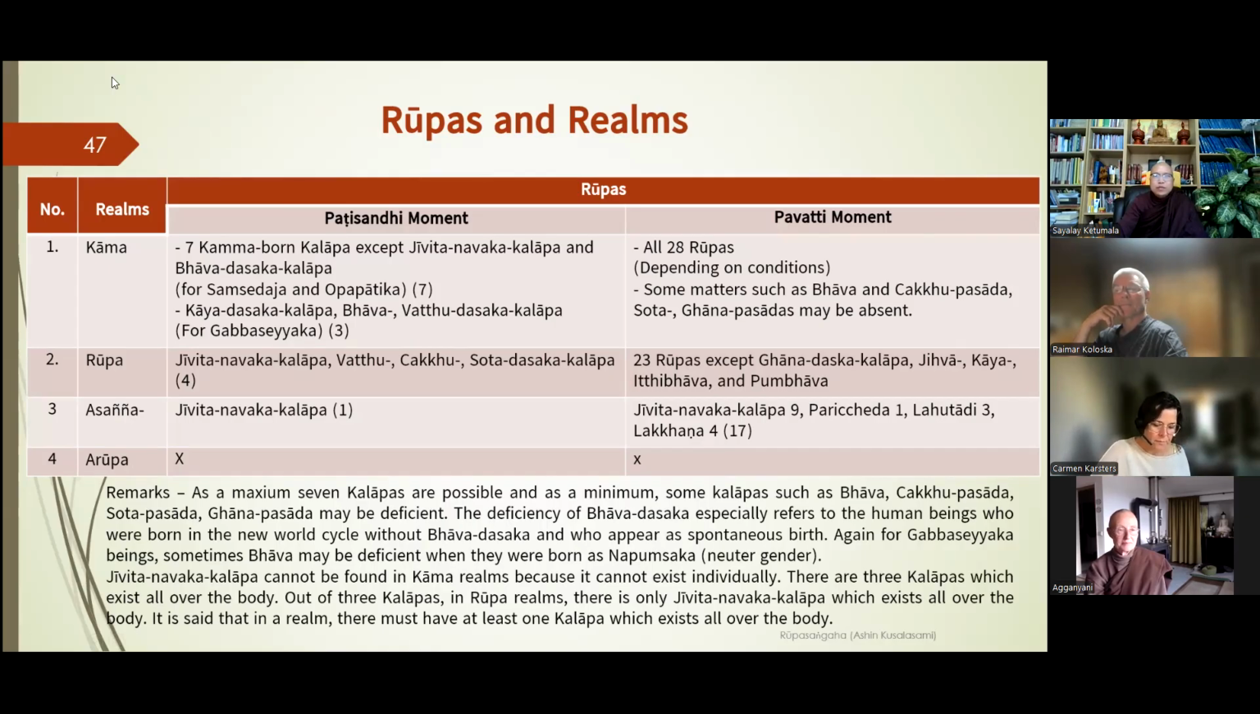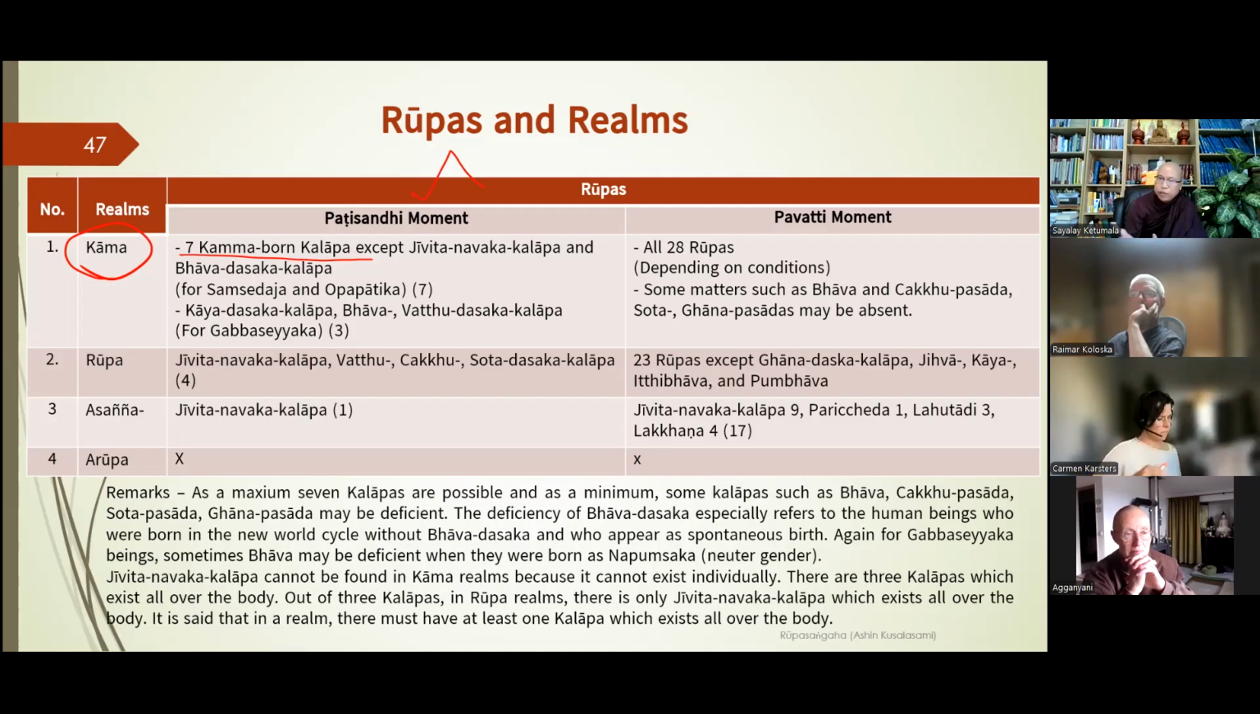So next is the rūpas and realms. We have to understand this one first too. In the Kama sense-sphere realms, there are 7 Kamma-born Kalapas at the Patisandhi moment. This is not a very easy one. We need to look very carefully, together with the previous information. If not at the beginning, there is a lot of confusion. But we need time to clarify.